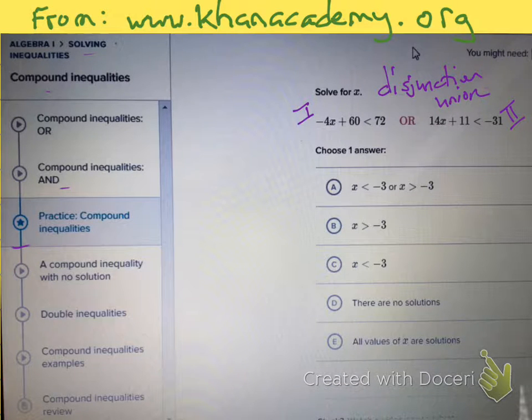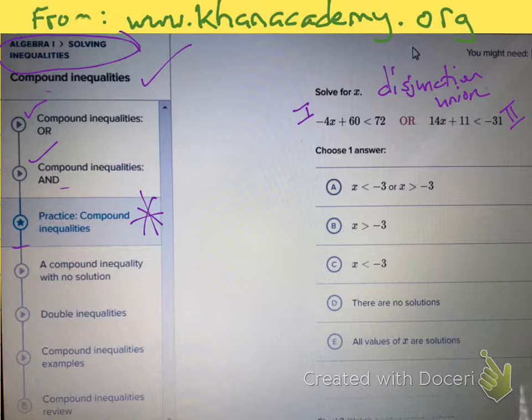This is a Khan Academy problem. It's in the Algebra 1 solving inequalities, and it's specifically compound inequalities. There's two videos you can watch, and then right here is the practice that was assigned.